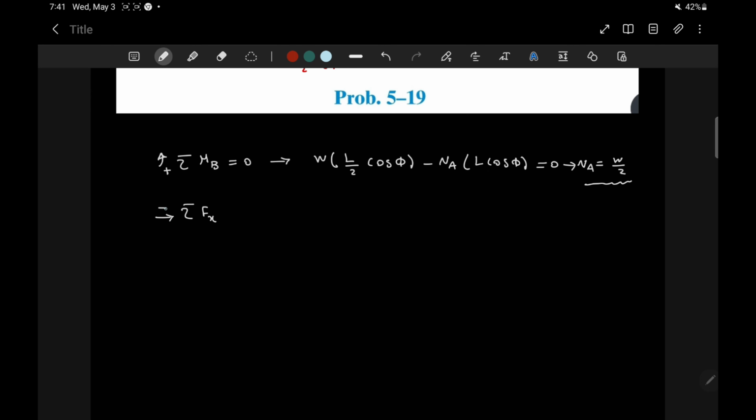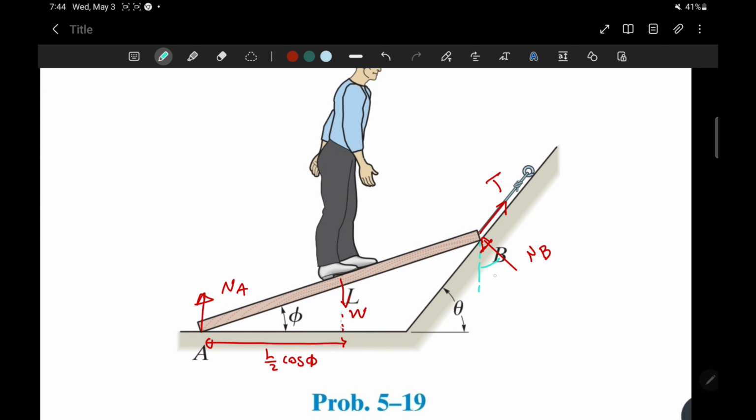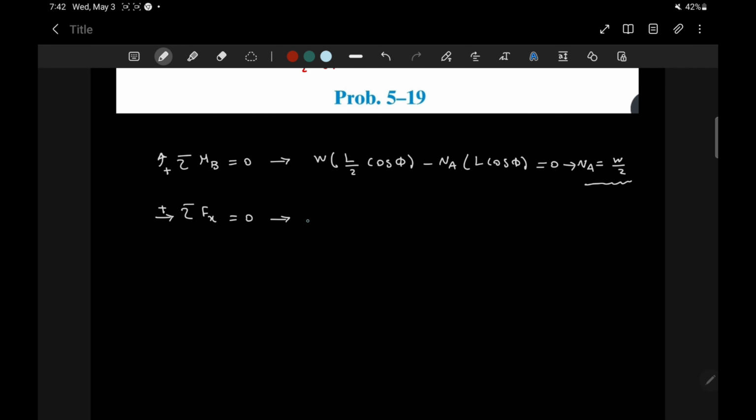Next, we apply the equations of equilibrium in the x and y directions, which tell us that the sum of the forces in each direction must be 0. In the x direction, we have the x component of tension T in one rope acting to the right, and the x component of reaction force NB at B acting to the left. We can project these forces into their x and y components using trigonometry, and obtain T times cosine theta minus NB times sine theta equals 0.